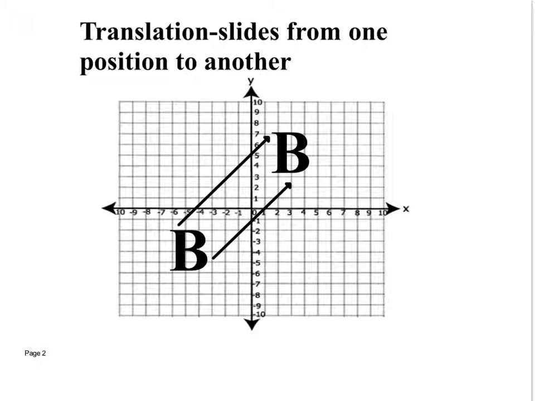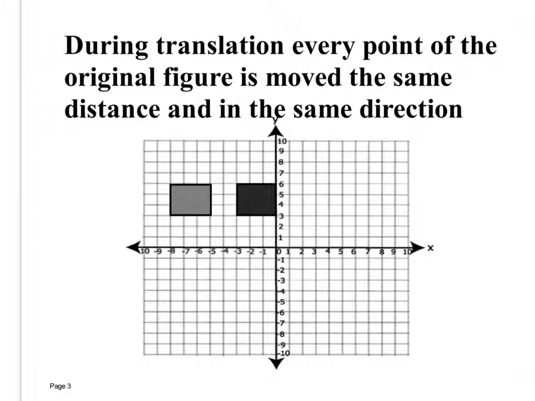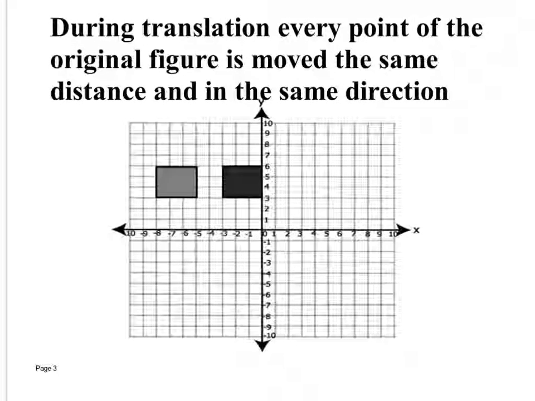This gives you the definition of translation, which is just that the figure is being slid from one position to another. Here you can see an example of a translation. We've got this B sitting here, and it's being moved up and to the right, because now this is the image, the new one. All right, you need to write this down. This is what really goes on during translation: every point of the original figure is moved the same distance in the same direction.